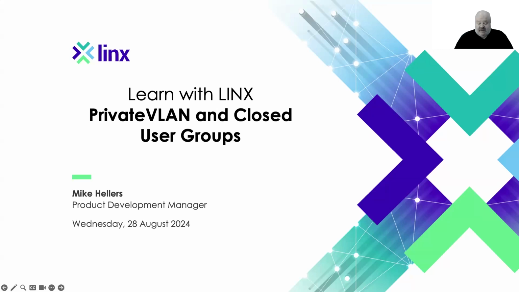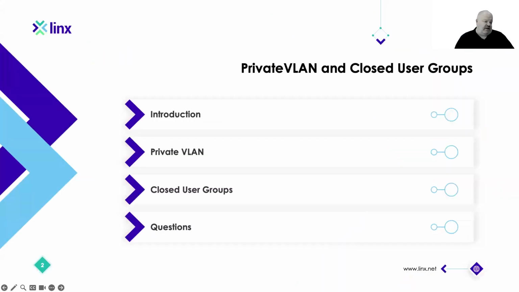So as I said, the topic today is Private VLAN closed user groups. I'm going to start with an introduction about our peering LANs in general, the fabrics underneath it, and then we're going to talk about the two services, try to give some examples of how they can be used, but also talk about the functionality, the features, why they even exist, and then we'll leave a little bit of time for questions at the end.